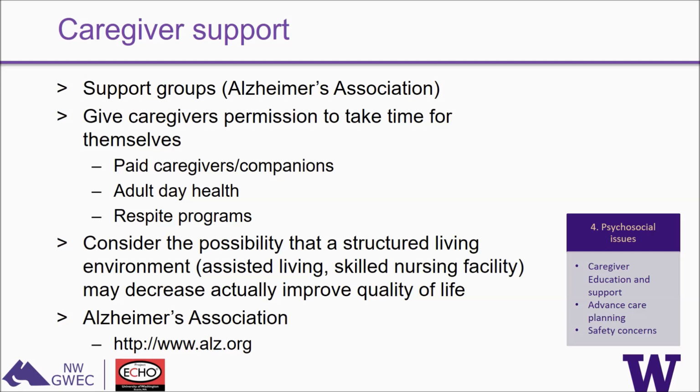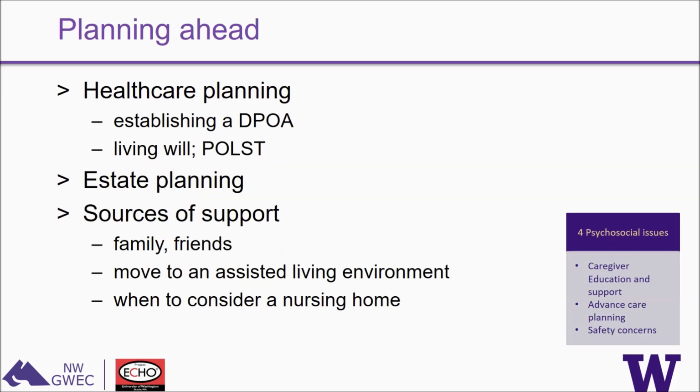Caregiver support is tremendous. I tend to refer to the Alzheimer's Association quite a bit. I give caregivers permission to take time for themselves. So resources including respite resources, paid caregivers, companions, adult day health, respite programs are things that I can often talk about or recommend. I also talk to patients eventually about considering the possibility that a structured living environment may actually improve quality of life, because staff may not be as burned out and there are more activities, a more structured environment that can help a little bit more than at home in some cases.